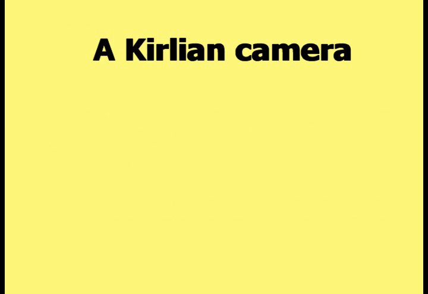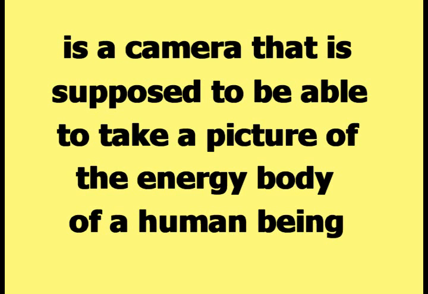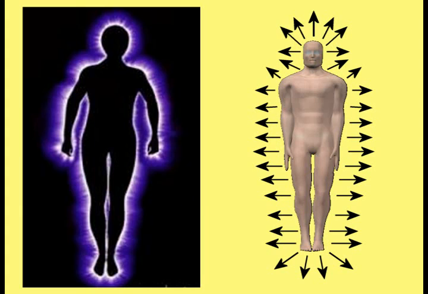A Kirlian camera is a camera that is supposed to be able to take a picture of the energy body of a human being. This Kirlian photograph of what is claimed to be the human energy body looks similar to the vector arrow outline of the human body created by the invisible forces projecting out from its surface.